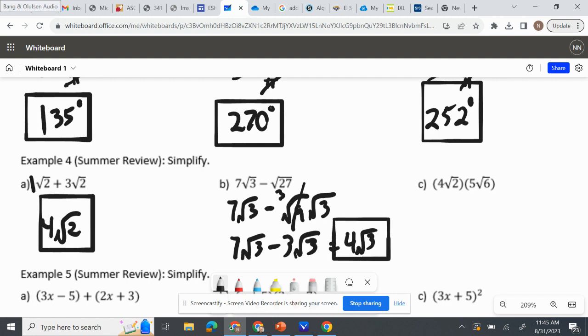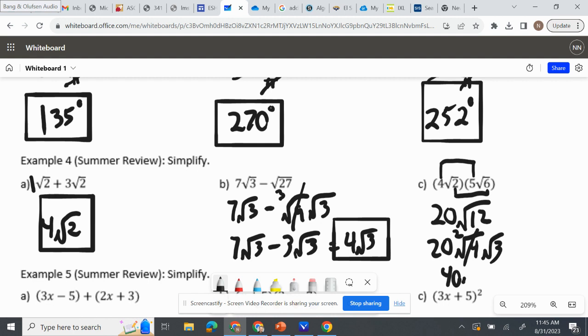And then for the last one, we multiply. 4 times 5 gives us 20. 2 times 6 gives us 12. And we know that 12 is 4 and 3. The square root of 4 is 2. 20 times 2 gives us 40 square root of 3.